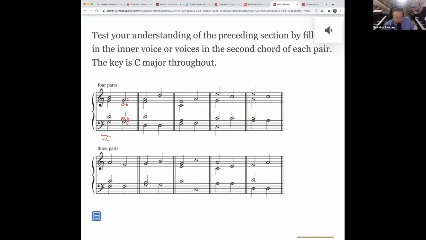Okay, so we've got a D, we've got an F sharp, and we've got an A. And we doubled our D. Do you see that we doubled our D? We got a D here, and we got a D here. Now the book doubled our D here and here. So we've got to come up with an F sharp and an A somewhere in the middle. How do you want to do it? What voice do you want to give the F sharp to, and what voice do you want to give the A to?